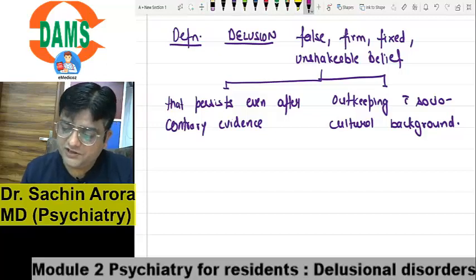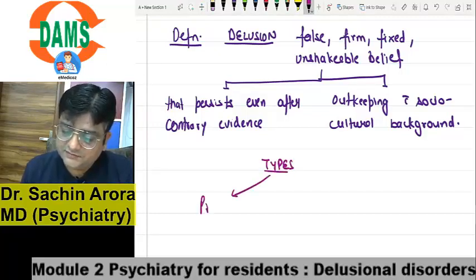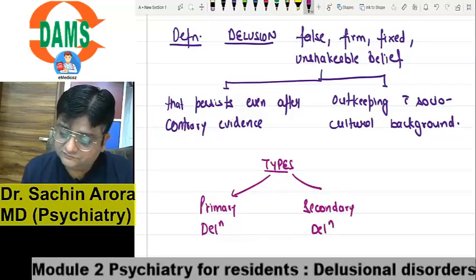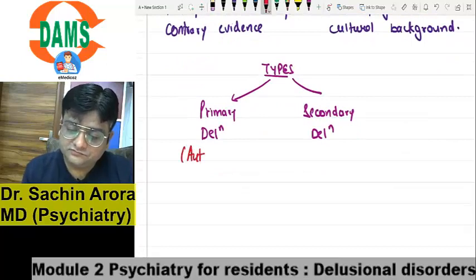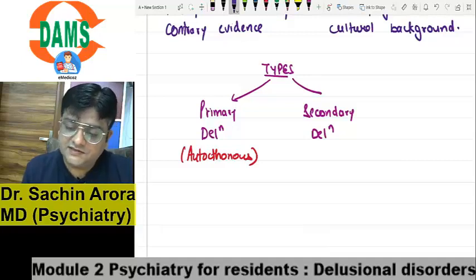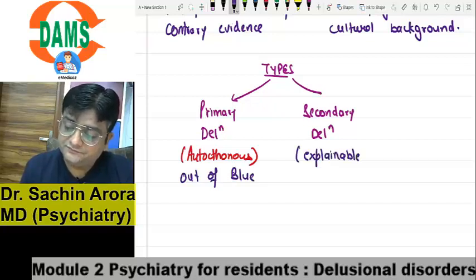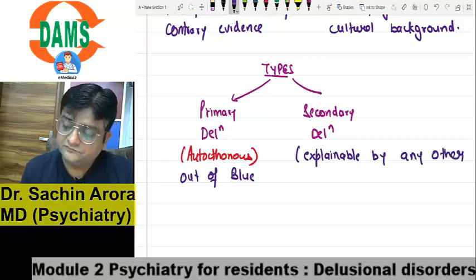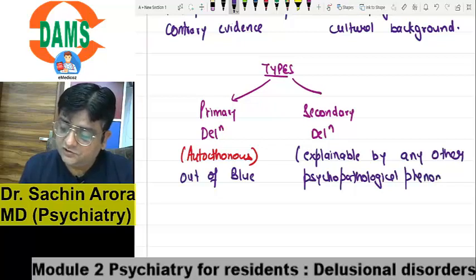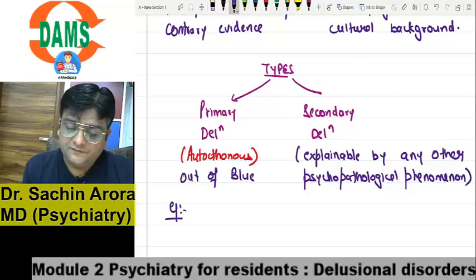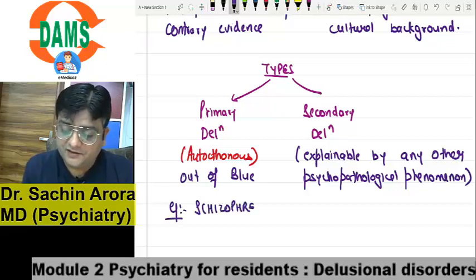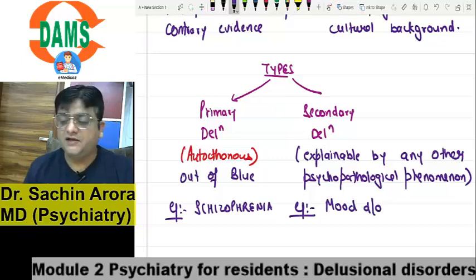Now, phenomenologically speaking, types of delusion. There is something called primary delusion, secondary delusion. Primary or autochthonous delusion arises out of the blue by itself, and secondary is explainable by any other psychopathological phenomenon. Example, schizophrenia delusions are many a time primary, and mood disorder delusions are most of the time secondary, because they are explainable by the mood things.